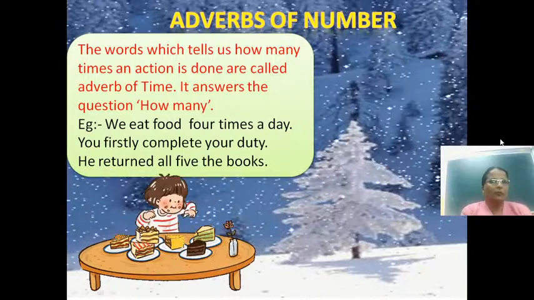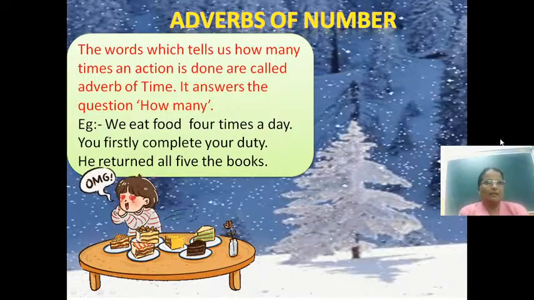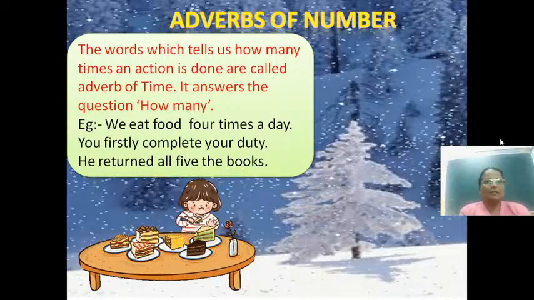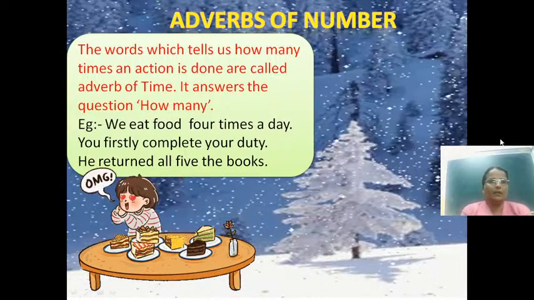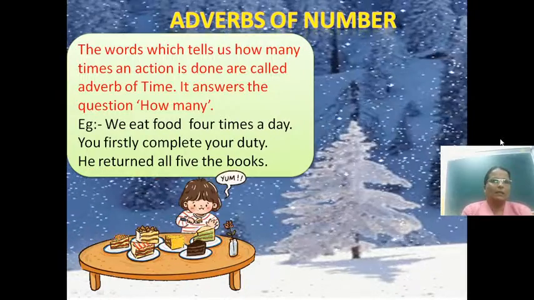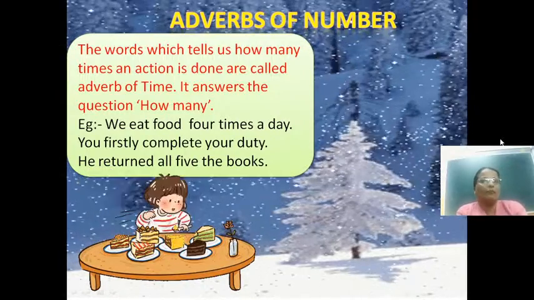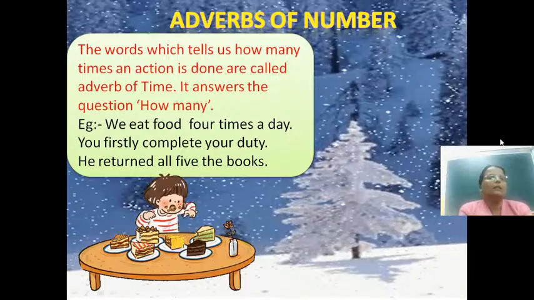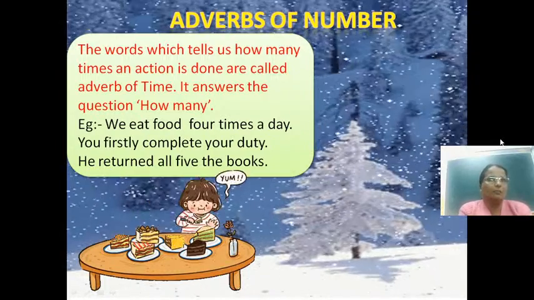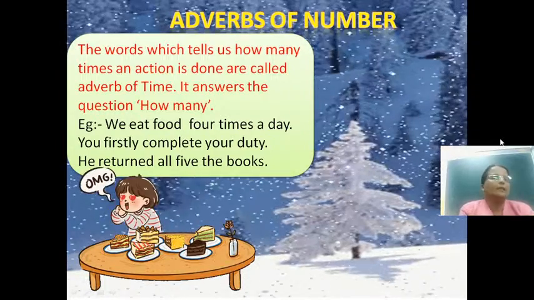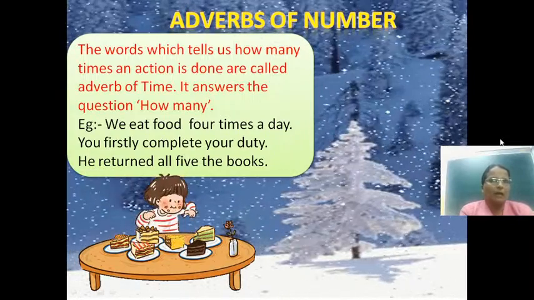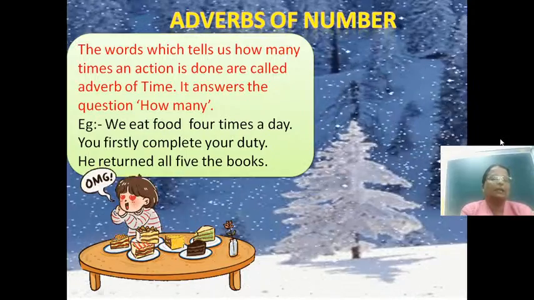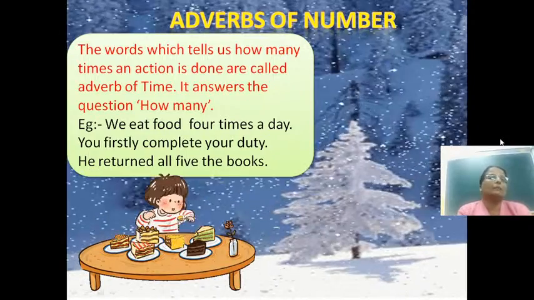So you can see 4 is a numeral, it's a digit, right? Next, you firstly complete your duty. Here, there is an exception. You see, firstly, secondly, thirdly, these are the words which come in adverb of number. Adverb of number has digits as well as cardinal and ordinal numbers in it.